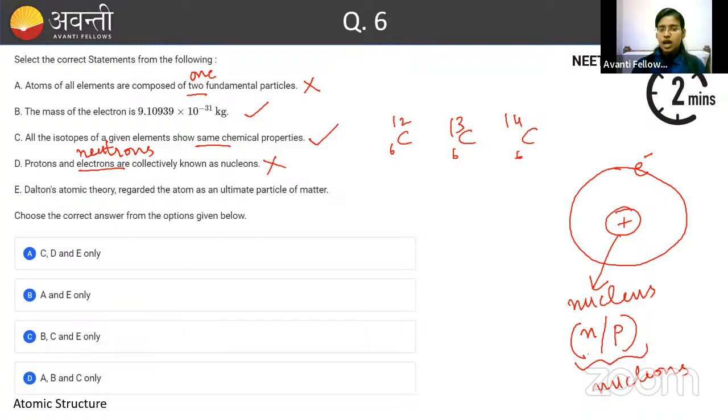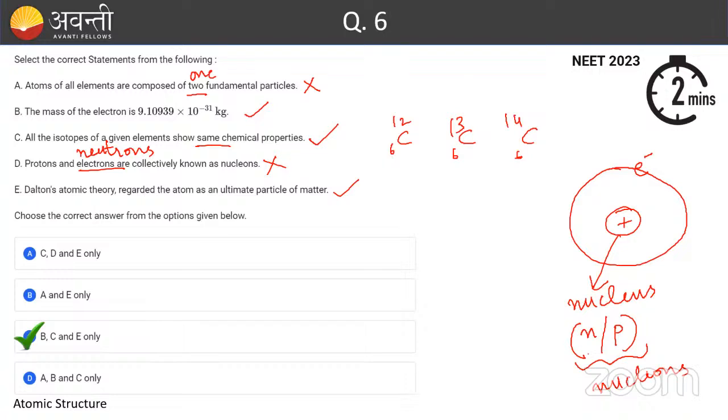Next, coming to the last one. According to Dalton's atomic theory, the atom is regarded as the ultimate particle of matter. Yes, in that theory we consider the atom as a fundamental particle of matter, so that is also correct. So B, C, and E are the correct statements among these 5, in which option C is the correct answer.